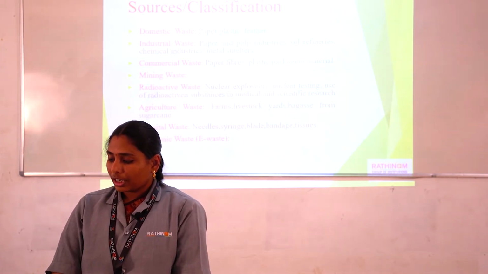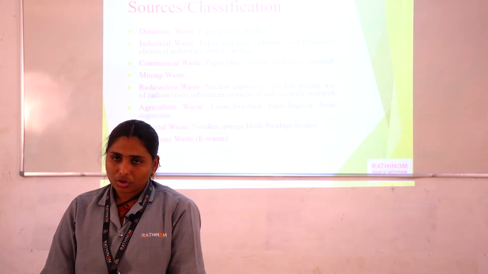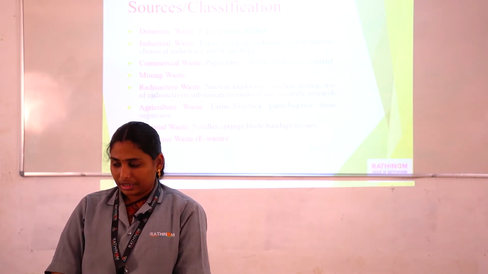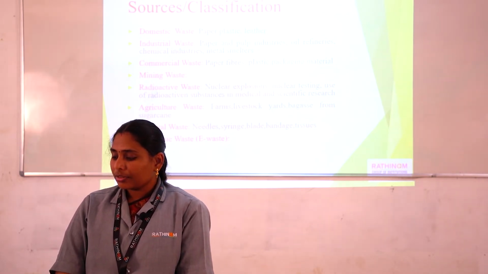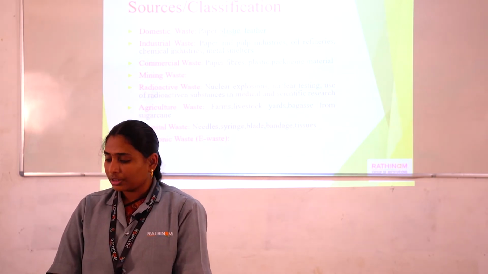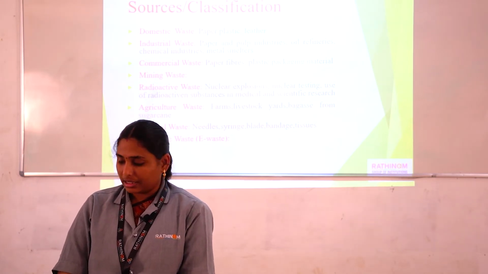Going to radioactive waste, it comes from nuclear exposure, nuclear testing of radioactive substances, and it helps in medical and scientific research. Agriculture waste comes from farmers or livestock yards, and bagasse formed from the sugarcane industry.